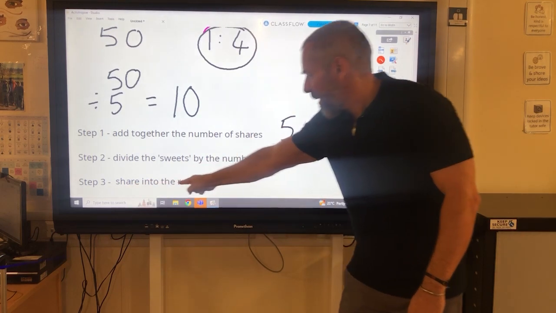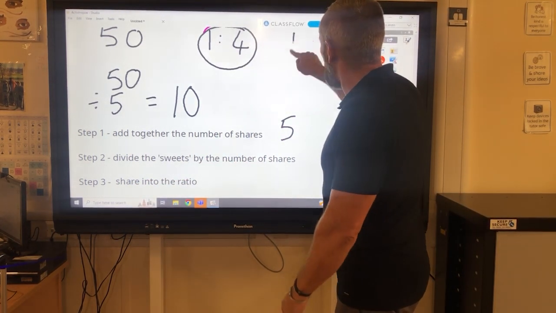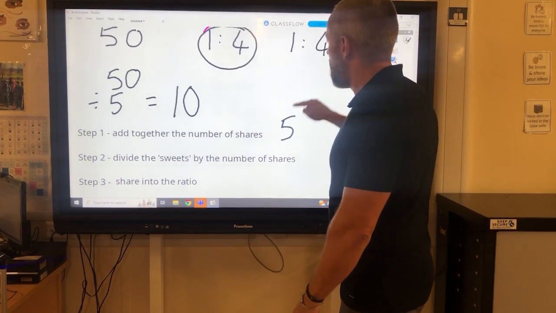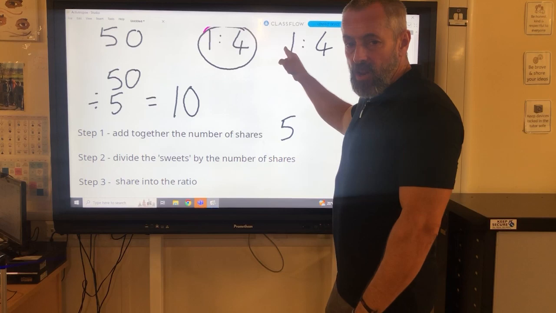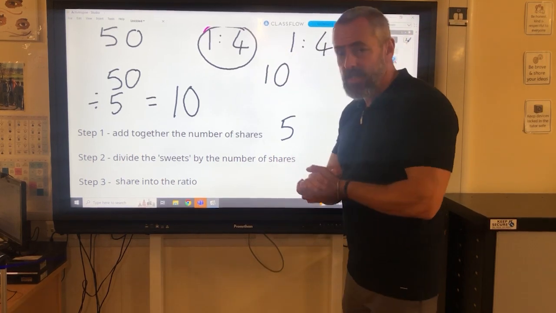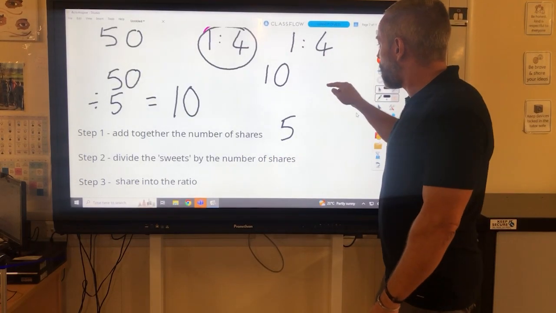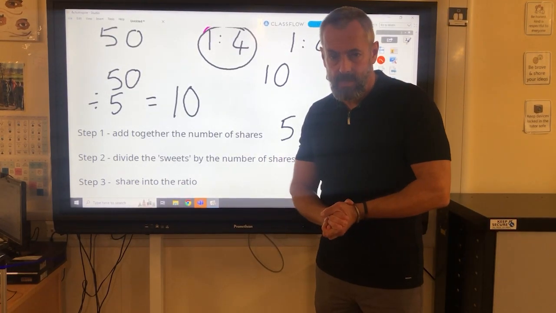The final step is to share into the ratio. So our ratio is 1 to 4. Each share is worth 10. So one lot of 10, 1 times 10, means this person's going to get 10 sweets. 4 lots of 10 means this person is going to get 40 sweets.